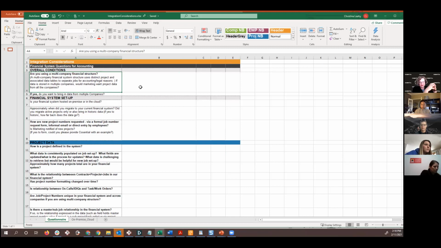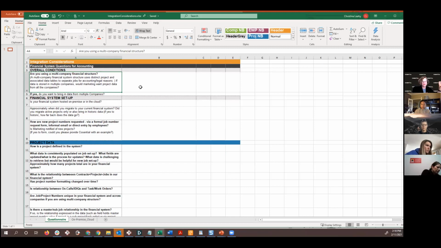A lot of financial systems are single company, but a lot of times there's also a multi-company setup, which means there's a big database, but it's divided into separate tables. And it's divided for a couple different reasons. It's for EEO payroll requirements, or if you have a joint venture, for liability reasons, it needs to be segregated into a separate company.